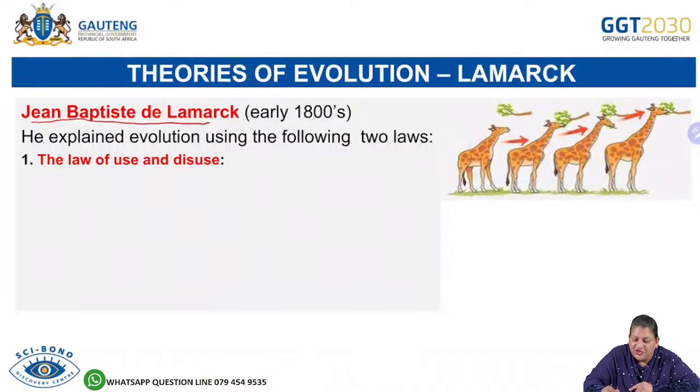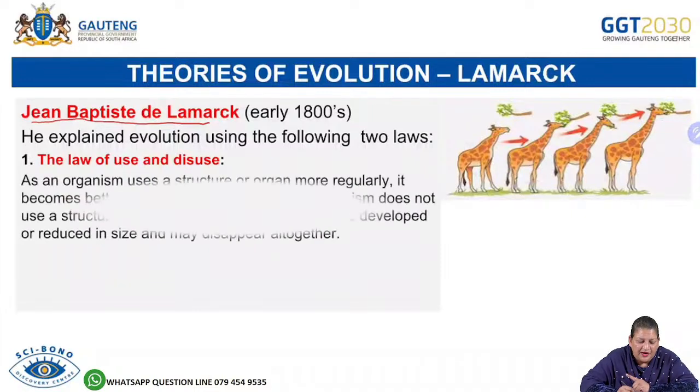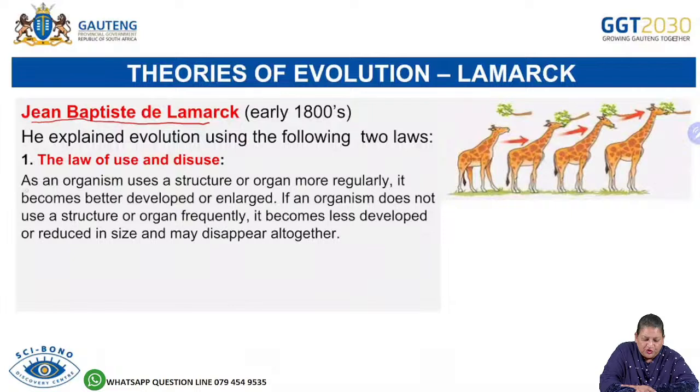Here you can see a giraffe. Your teachers must have explained the giraffe to you. But before we go to an example, let us look at Lamarck's first law of use and disuse. What Lamarck proposed was, as an organism uses a structure or organ more regularly, it becomes better developed or enlarged. And if an organism does not use a structure frequently, it becomes less developed or reduced in size.